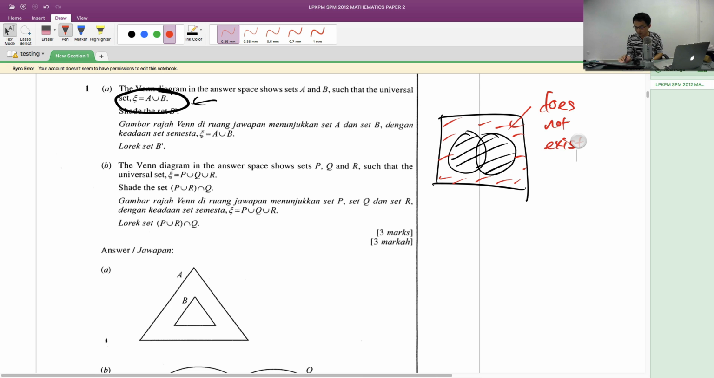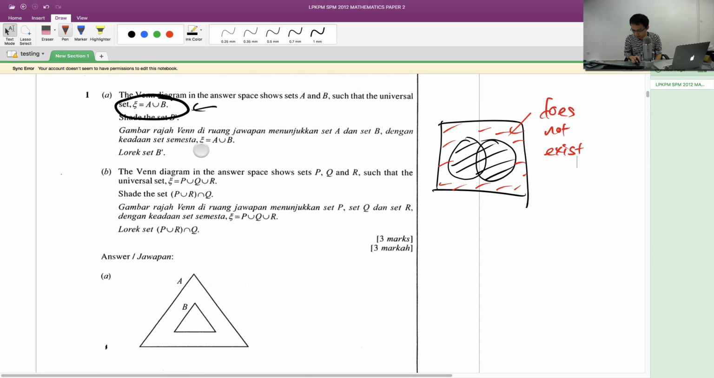Okay, so what's the equation A1? The Venn diagram shows... Alright, they asked us to shade the B complement. When you see the dot there, the dot actually means outside of B. So this is B complement. I guess only just one mark.